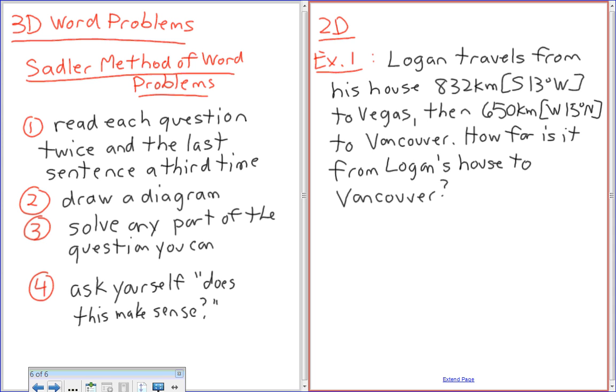So this is Logan going from his house to Vegas and then to Vancouver. I'm not a geography teacher, so those are estimates for the distance, which are totally off. I'm going to do that right now, because I should have done that first, but I assumed everyone would do that in grade 10, which not everyone did.